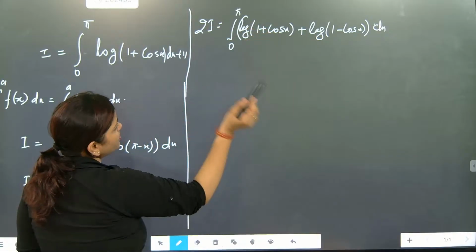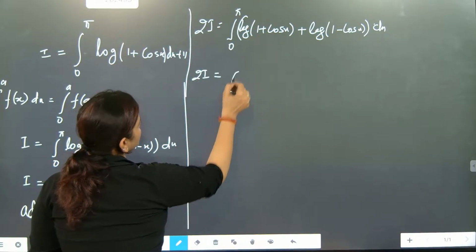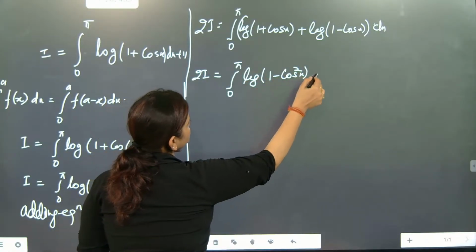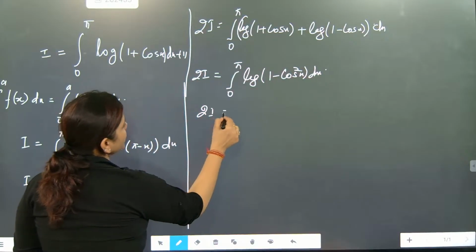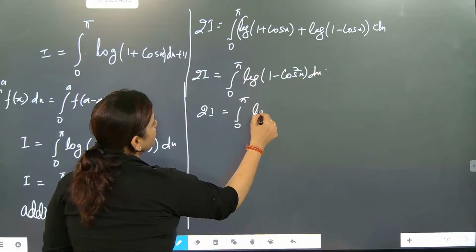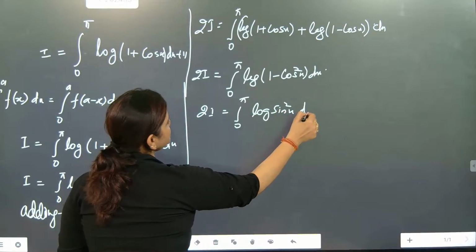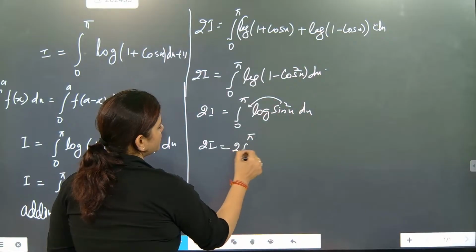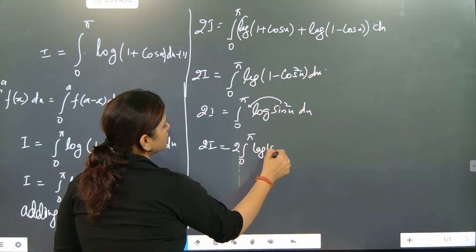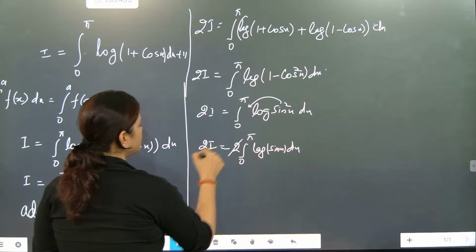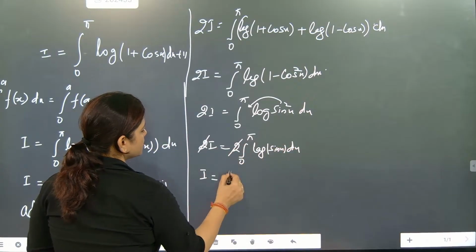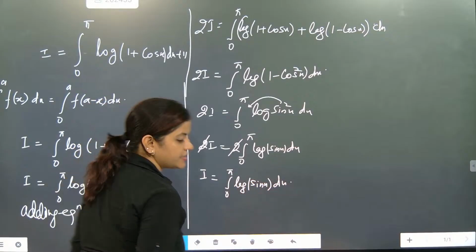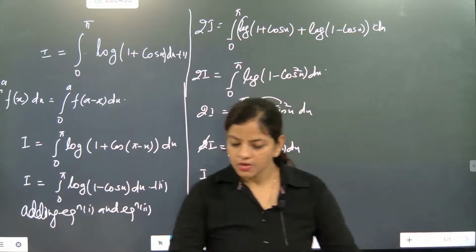Log of m plus log of n will become log of mn. So log of 1 plus cos x times 1 minus cos x, it will become 1 minus cos square x dx. So 2I is equal to integral 0 to pi log of sin square x dx. The square will come forward. It will become 2I is equal to integral 0 to pi 2 log sin x dx. 2 and 2 cancel. So I is equal to integral 0 to pi log sin x dx. Come on, till here though.